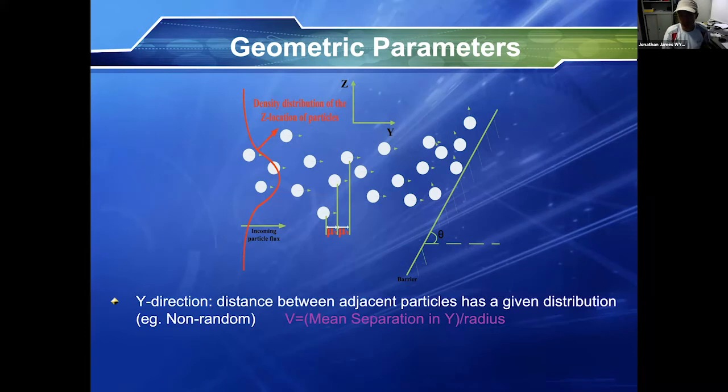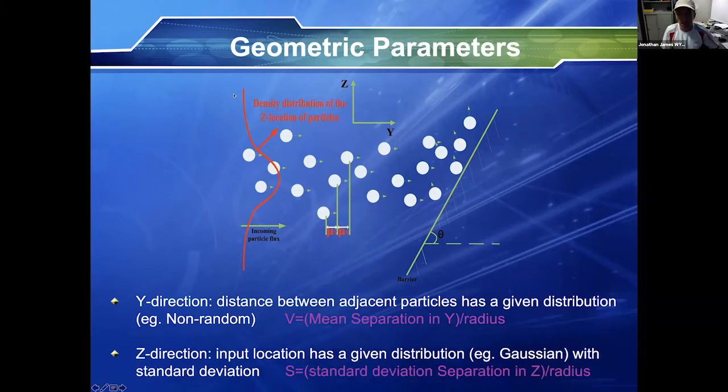Let's first talk about the distance between adjacent particles, which could have a given distribution. I'm going to simplify this as much as possible and say this is going to be non-random. I'm just going to put particles into the system every distance mu y. We'll create a parameter v, which is the mean separation in y divided by the radius of the particle, a dimensionless parameter.